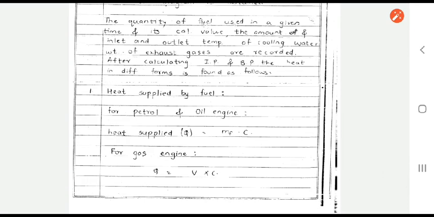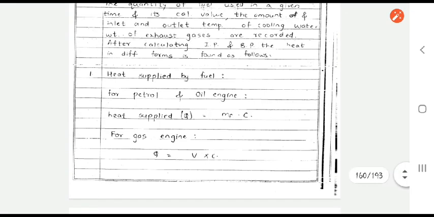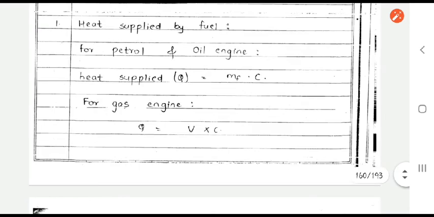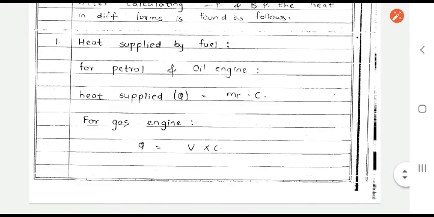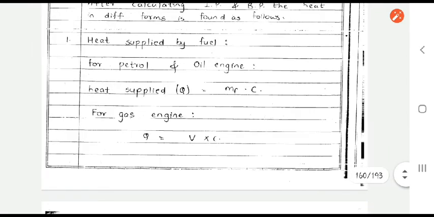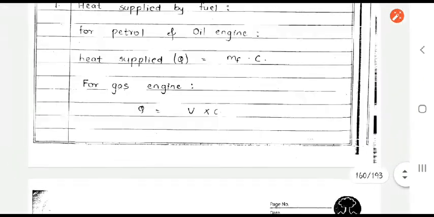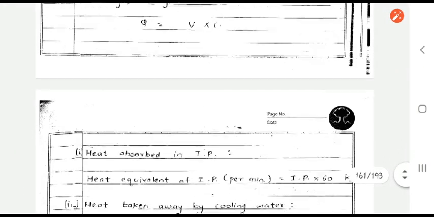The first formula is to calculate the heat supplied by the fuel. For a petrol or oil engine, heat supplied is indicated by capital Q, and its formula is mass of fuel into calorific value, that is Q = mF × C. For a gas engine, the formula is heat supplied Q equals volume of gas into calorific value, that is Q = V × C. This is about the heat supplied by fuel.